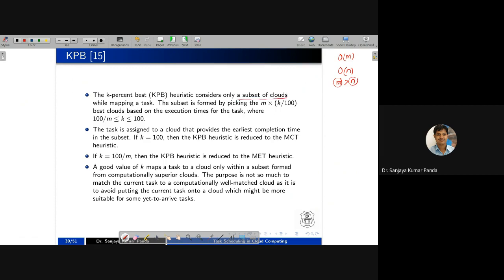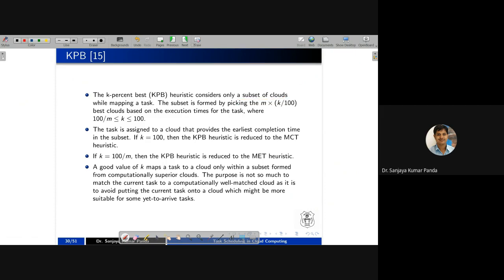For example, you have C1, C2, C3, up to C10. These 10 different clouds are your M set, so M is equal to 10. But I am taking only C1, C2, C5, and C7, by considering N is equal to 4. So we consider a subset of clouds rather than the entire set. This is the only difference. Previous heuristics map to all the clouds, but here we consider only a subset of the clouds.